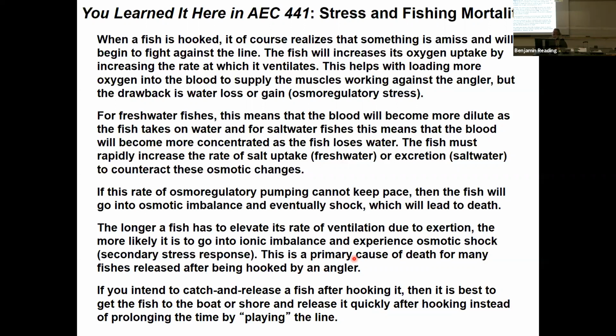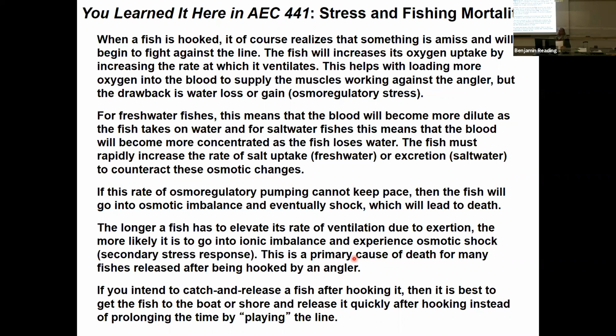Although if fish are really crowded against each other, like in the bag of a net, they can suffocate or asphyxiate. But generally speaking, the primary cause of death is they struggle so hard to get that oxygen that they put themselves into osmoregulatory distress, and they literally dehydrate themselves or flood themselves to death, depending on whether they're in a marine or freshwater environment. So if you intend to catch and release a fish after hooking it, the best thing to do is just get the fish on the line, reel it in, unhook it, and release it.